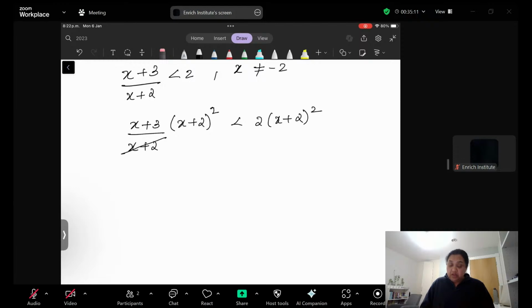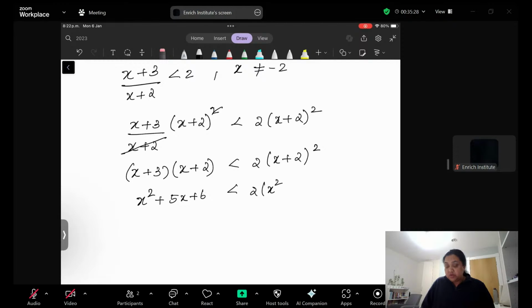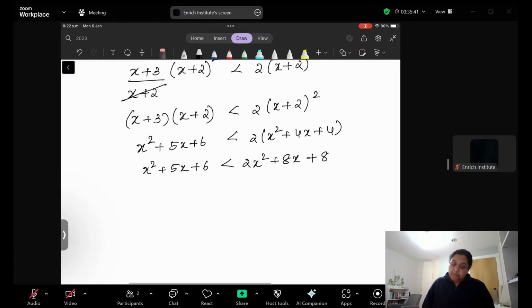Now this one will get cancelled, and then you can write this as (x plus 3) times (x plus 2) is less than 2 times (x plus 2) the whole square. And simplifying this, it will be x square plus 5x plus 6, which is less than 2 times (x square plus 4x plus 4). You simplify this again: x square plus 5x plus 6 less than 2x square plus 8x plus 8. Bring everything to the left hand side or bring everything to the right hand side. It totally depends on what you want to do.